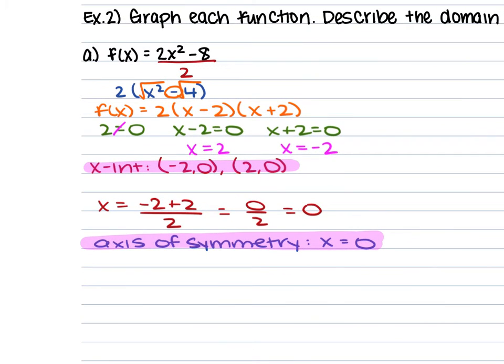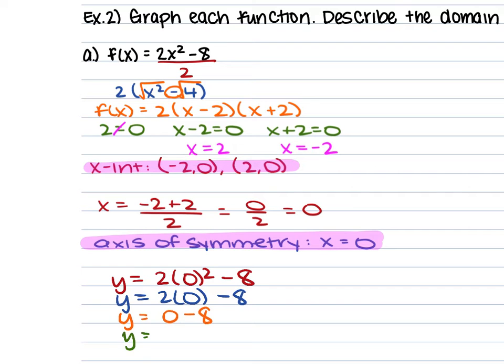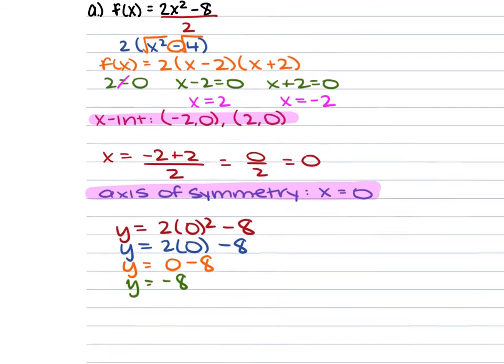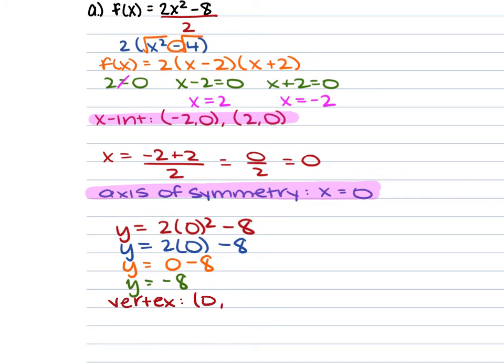From here, to find your vertex, plug it in and simplify. You can do either the top, the one that was given to you, or the one you factored. You're going to get the same exact answer. If we do the first one that they gave us, we're going to have y is equal to 2 times 0 squared minus 8, which is y is equal to 2 times 0 minus 8, which is y is equal to 0 minus 8, and that's y is equal to negative 8. So our vertex is the ordered pair 0, negative 8.